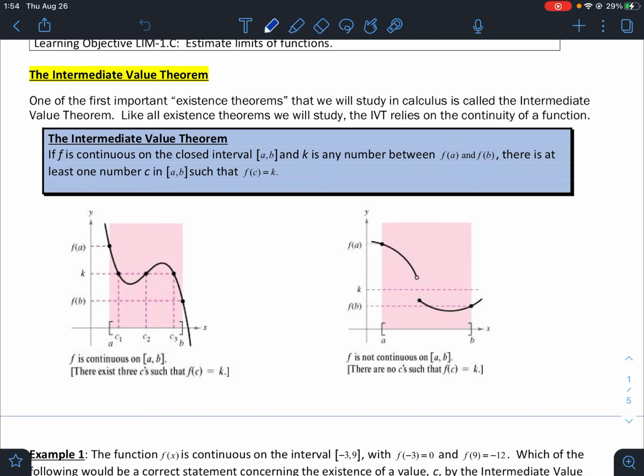Like all existence theorems we will study, the IVT relies on the continuity of a function. What does that mean? That means that a function has to be continuous in order for this theorem to work. So here's the theorem. If f is continuous on the closed interval a to b, including a and b, and k is some number between f of a and f of b, then there must be at least one number c on the interval a to b such that f of c equals k.